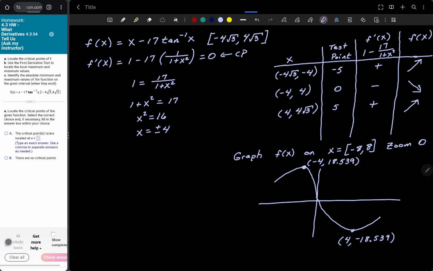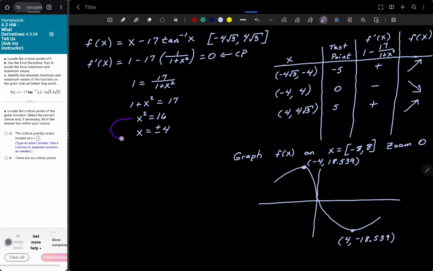Now, I multiplied by 1 plus x squared on both sides. That just gave me a 17 on the right. 1 times 1 plus x squared on the left gave me 1 plus x squared on the left. That made it very easy to solve for x squared. Just subtracted 1 on each side. X squared is equal to 16.